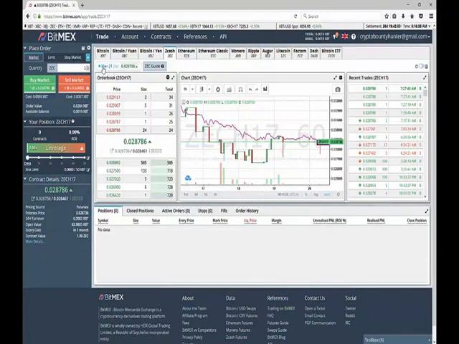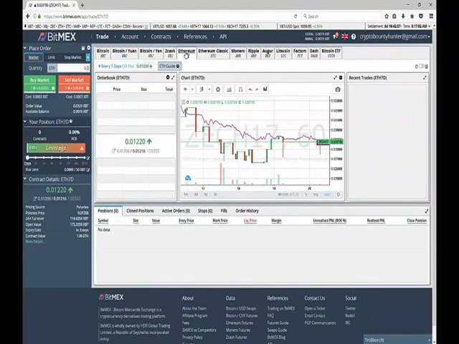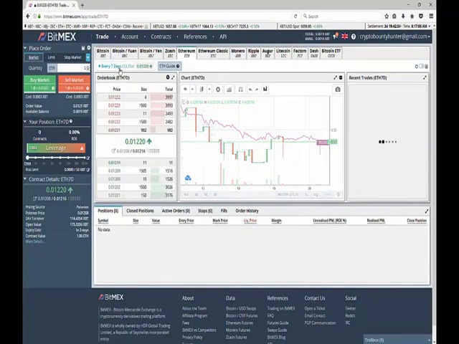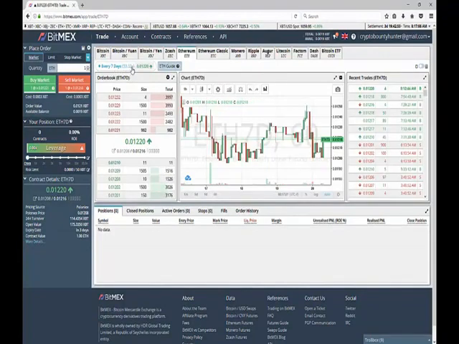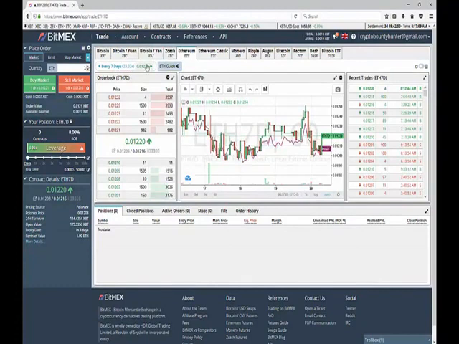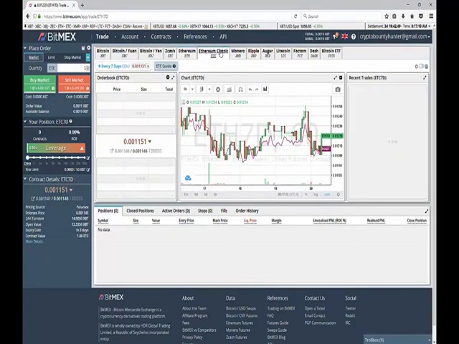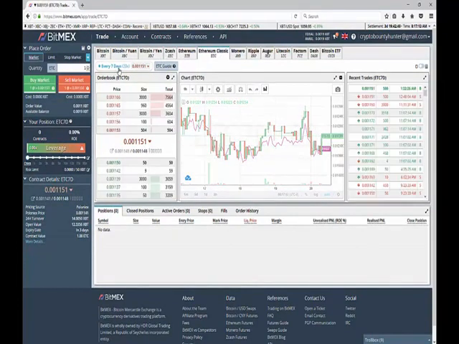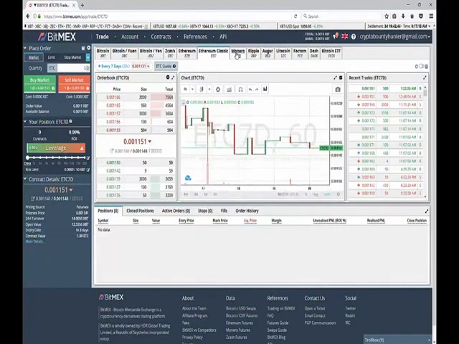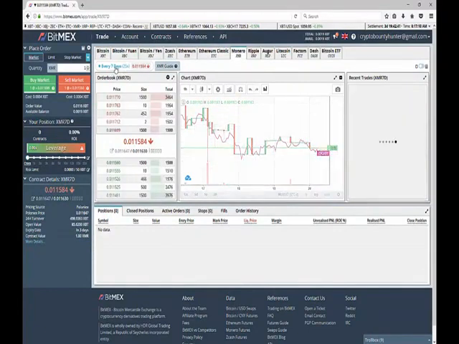Ethereum expires every 7 days. A little more liquidity, a little more leverage, 33.33. Ethereum Classic every 7 days, 20x. Monero's 25x every 7 days. You can see the same value unit measurement as just trading on the spot markets.